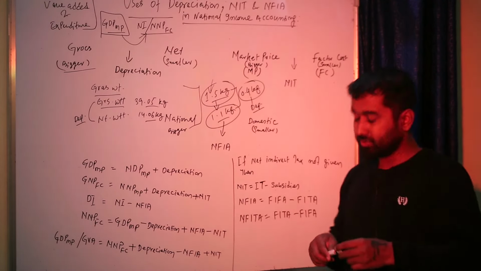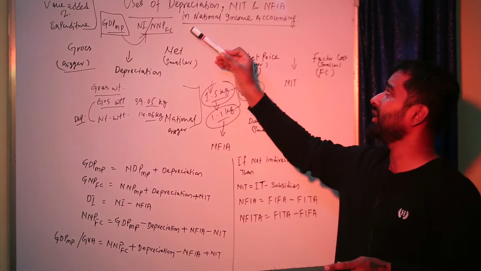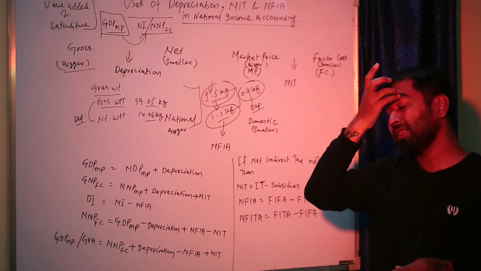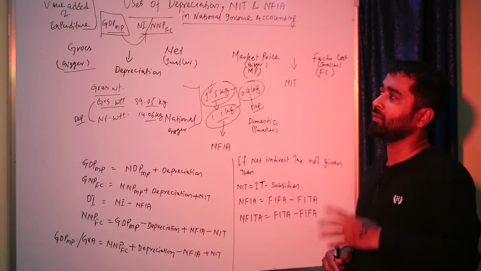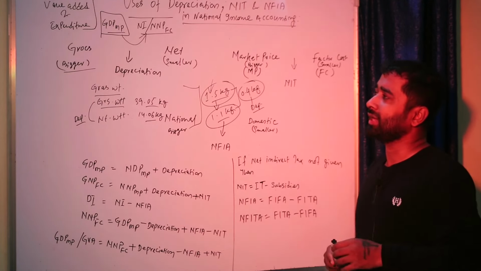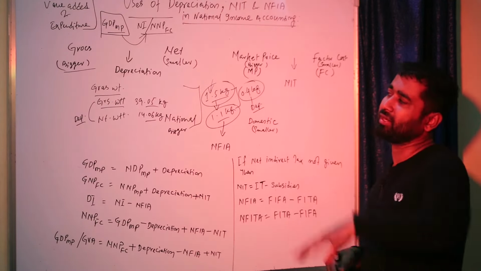Okay, good morning. Today we are going to see the uses of the depreciation, NIT and NFIA in national income accounting. So what is national income, how to calculate it, and what are the methods to calculate it, that we have already seen. There are three methods: value-added method, expenditure method and income method.